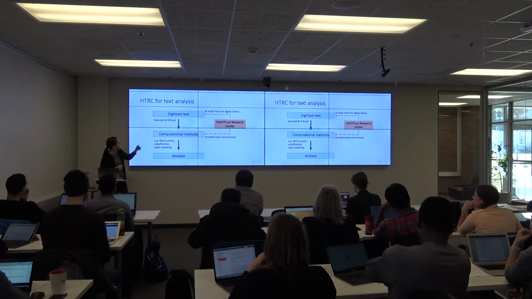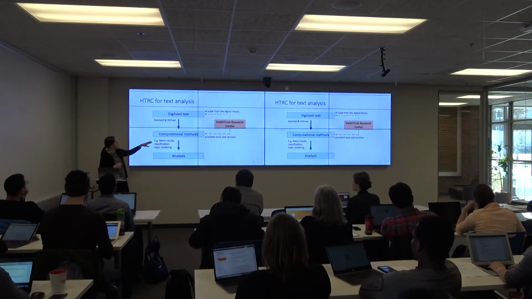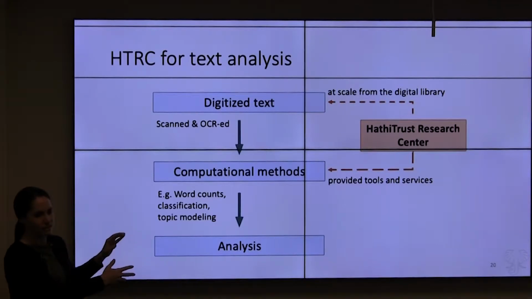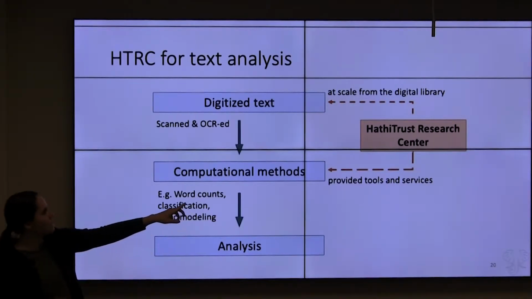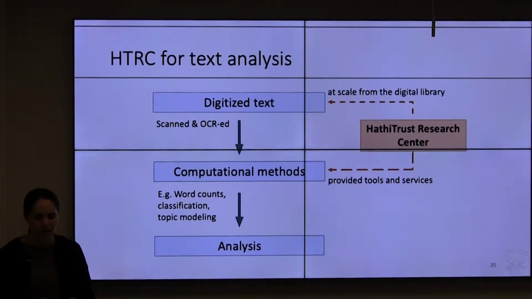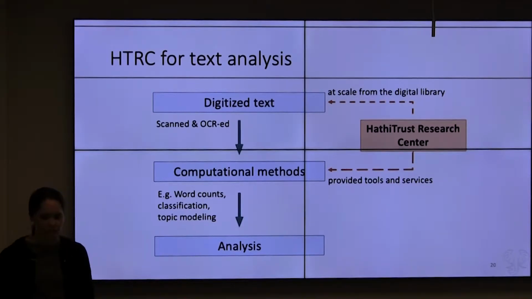Okay, so we need the digitized text that is machine readable, and then to that text you apply computational methods: word counts, classification, topic modeling, and then the researcher still does his or her analysis. Remember, the computers are thinking for us. And the Research Center comes in at the piece of providing the text data at scale from the digital library, and then also providing tools and services to perform those computational methods. And then still the researchers down here doing their own thing.